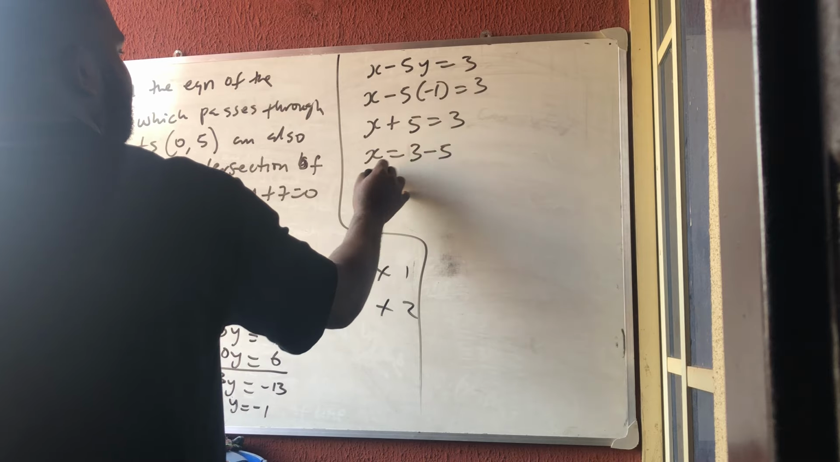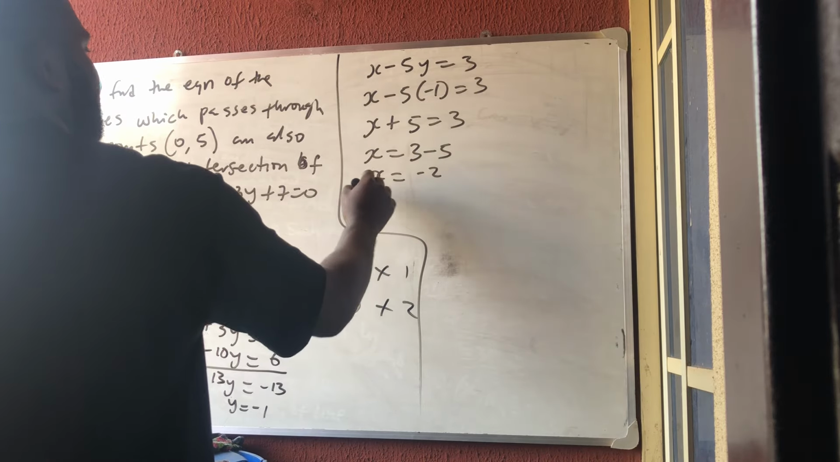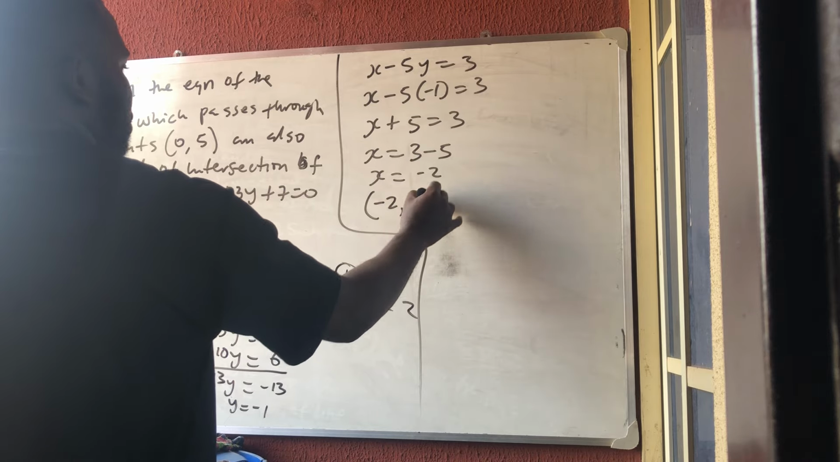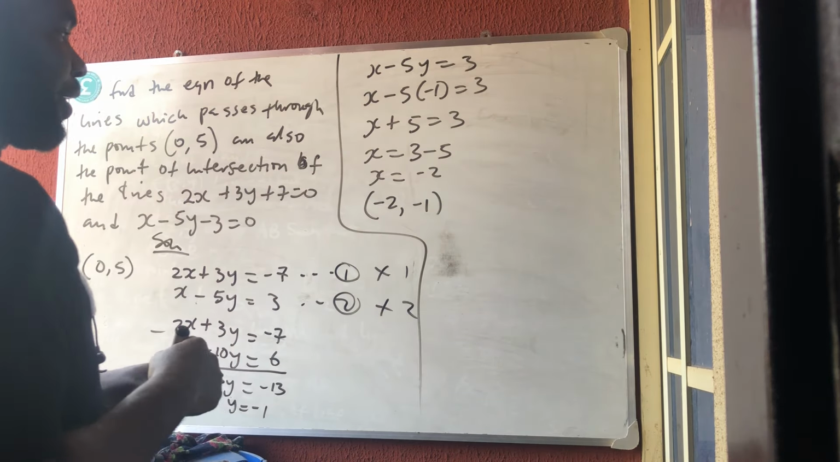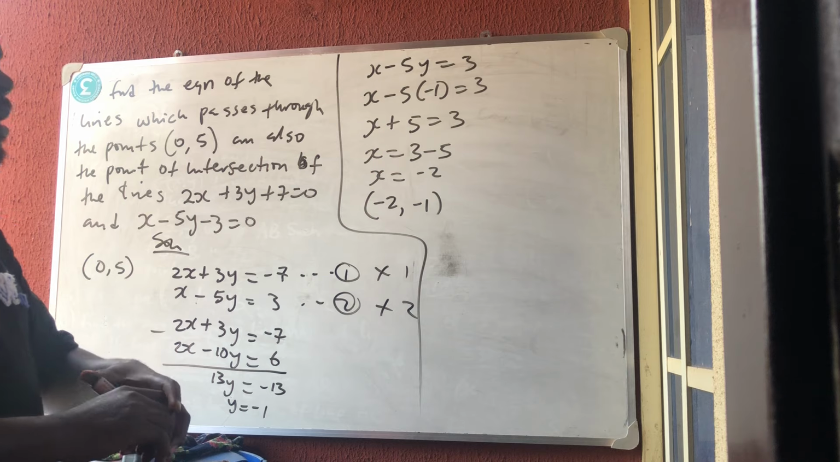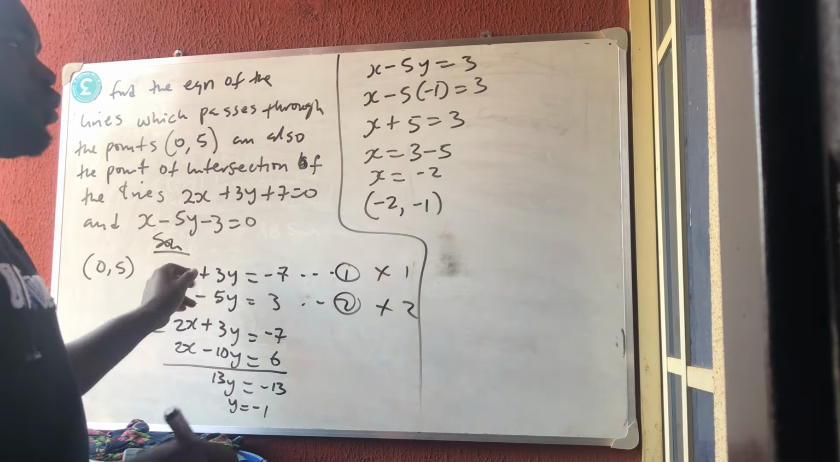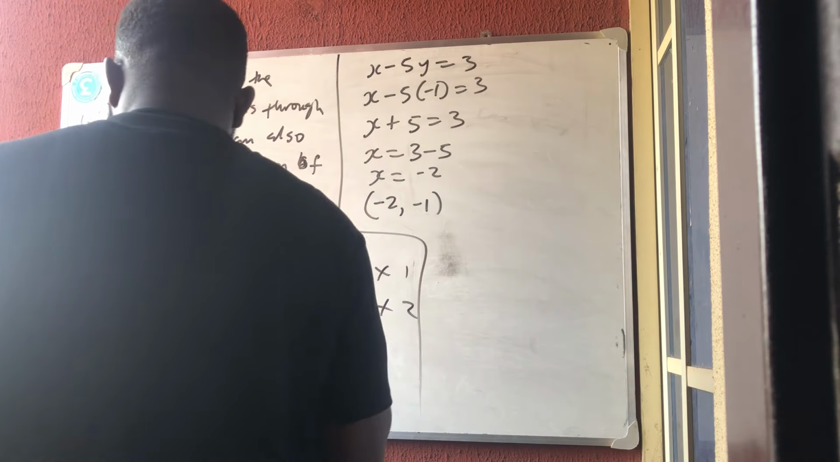3 minus 5. So x is equal to what? Minus 2. So the point of intersection of the two of them is now minus 2 comma minus 1. This is the point of intersection. And the line I want to find passes through the point of this intersection. So these are the 2 points I'm going to use to find the equation of the line.